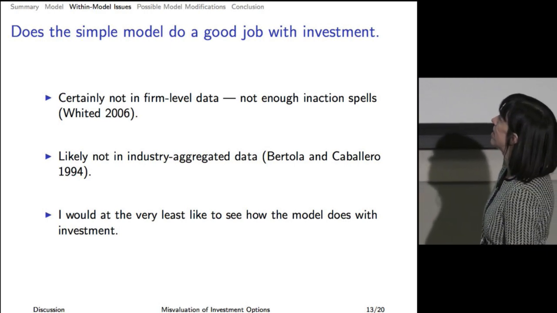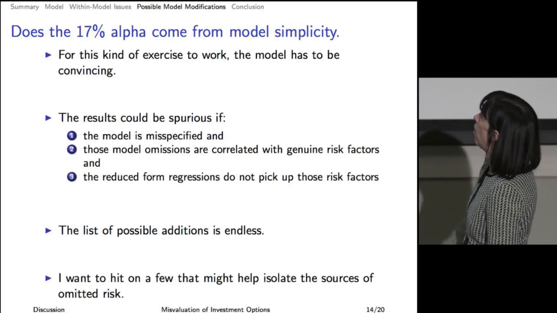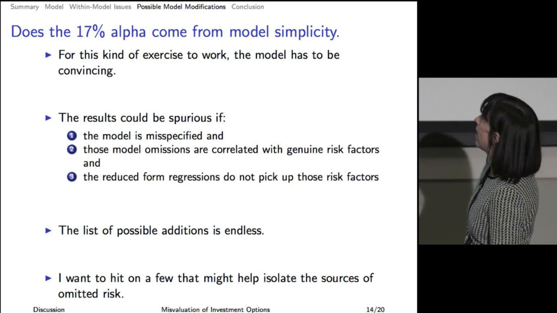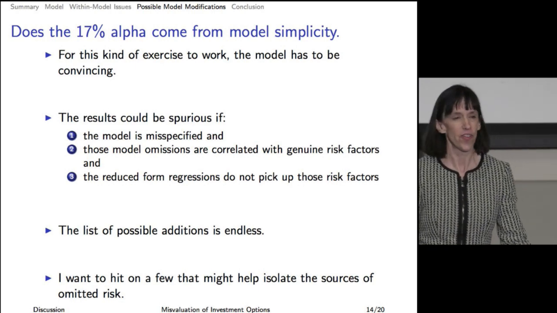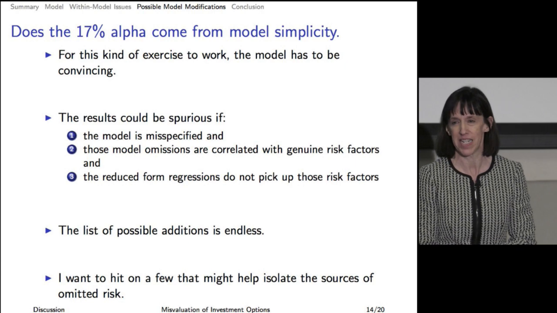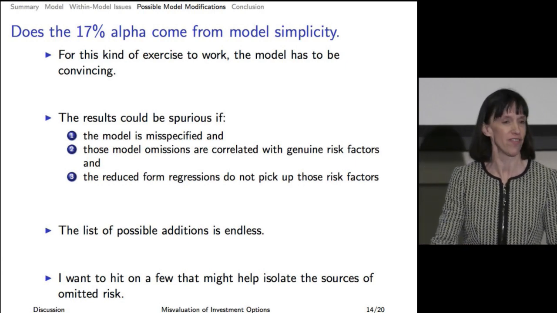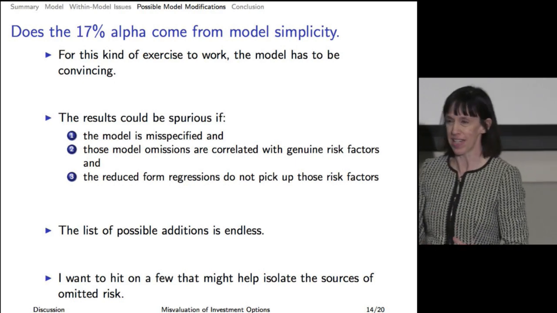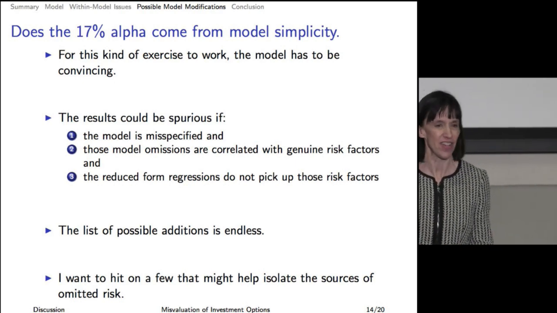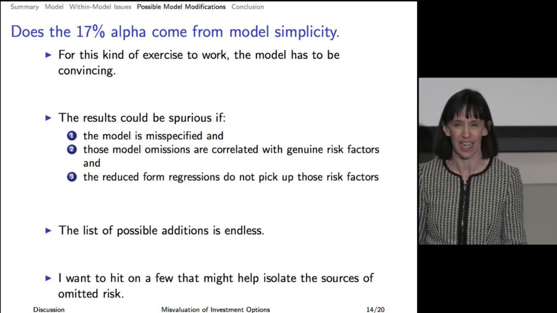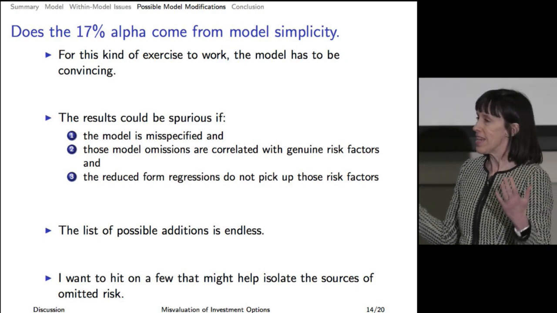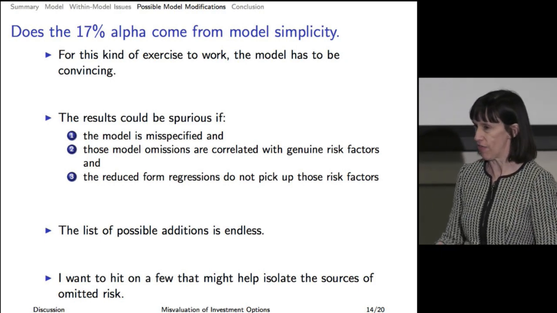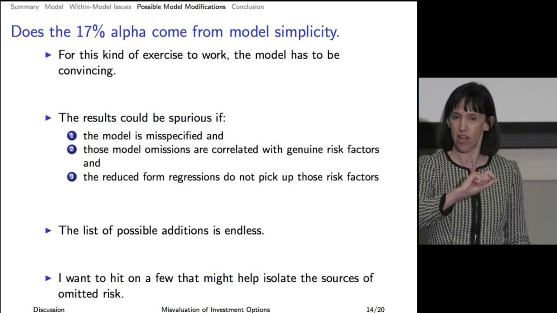Okay, that's it with the now. What about that 17% alpha? The first statement's pretty obvious, but I'm going to say it anyway, and then I'm going to add a lot of detail, and then it'll be less obvious. But if you want to do an exercise like this, if it's going to be convincing, the model has to be pretty convincing. And these results could be spurious if the model's wrong, but that's not everything.